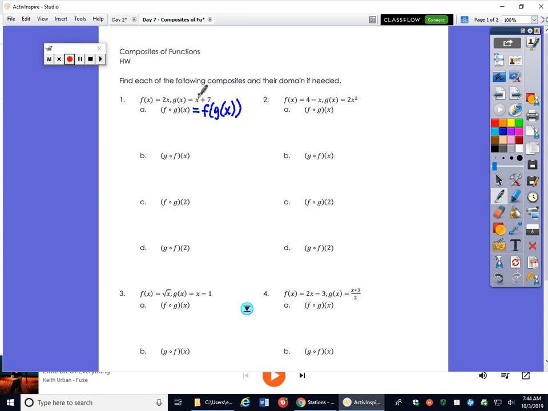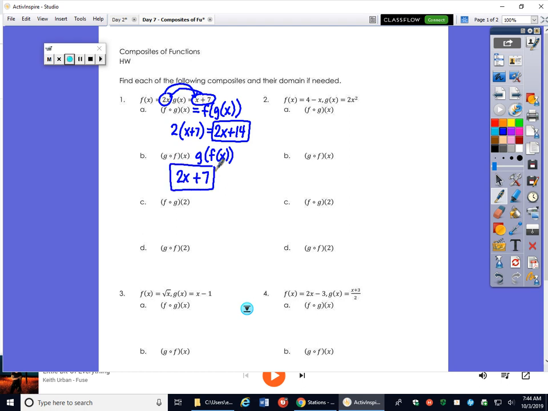which means that you're going to take the g of x function and you're going to substitute it into the f of x function. So this is going to be 2 times x plus 7, which would end up getting us 2x plus 14. If it's g of f of x, it means you're going to take the f of x function and substitute it into g of x this time. So you'll do 2x plus 7.